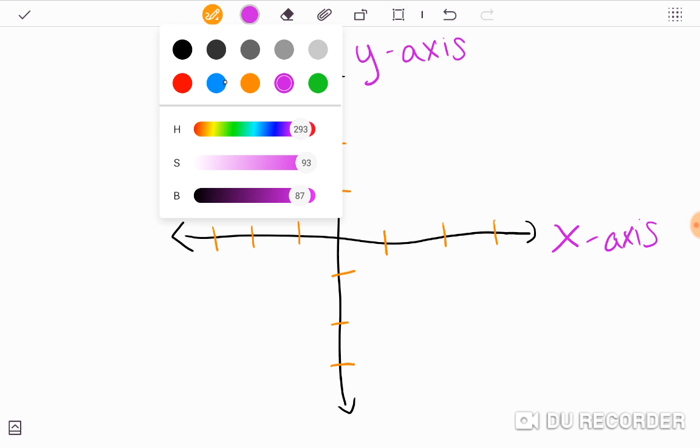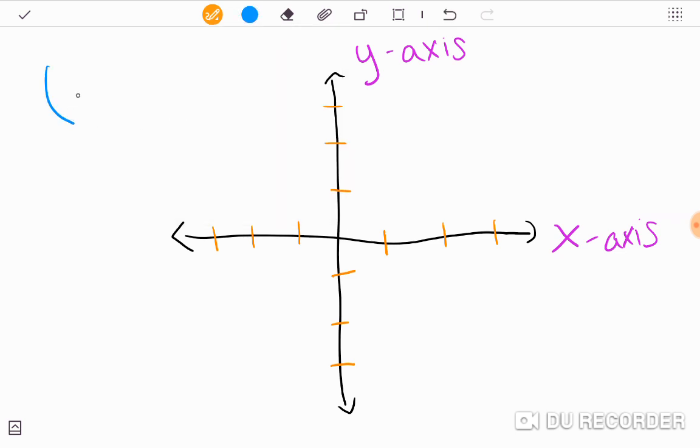Now, if you are given a point, let's say we're given the point 2 comma 1. The first thing you look at is this 2. If you sing the alphabet, the first letter between X and Y is your X, and the second letter is your Y. It's just like the ABCs. It goes X, Y, Z. So it goes X, Y, then nothing for Z.